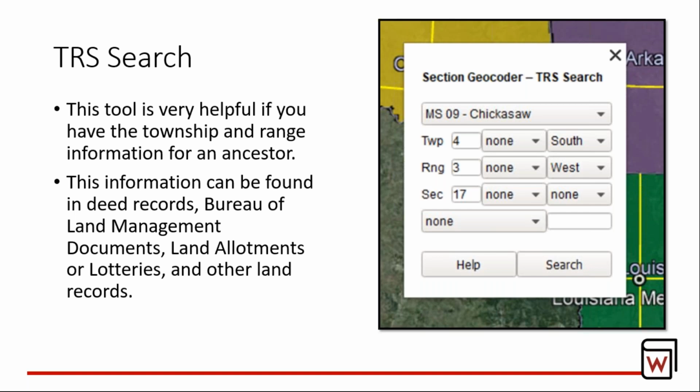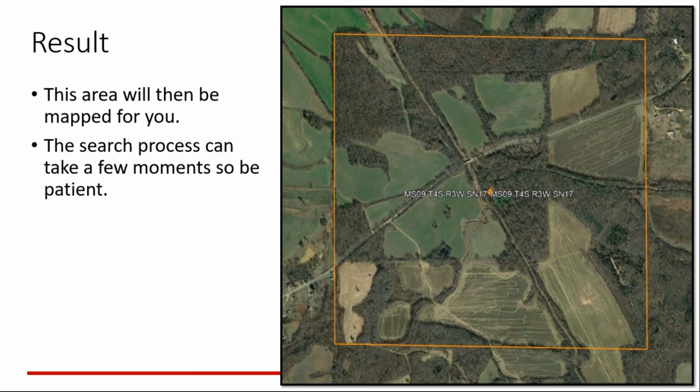If you have land allotments or lotteries, wills, there's lots of records where you'll find your ancestors' land described using this system. So I put in that it was part of the Chickasaw Meridian, Township 4 South, Range 3 West, Section 17, and I hit search. The search can take a few minutes, so just be patient with it and let it come up, and it'll map that area for you, and so you can see precisely where that land is today.